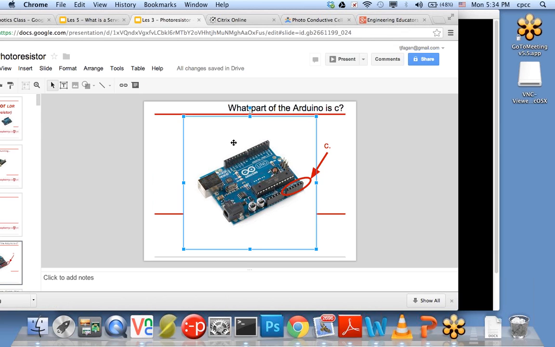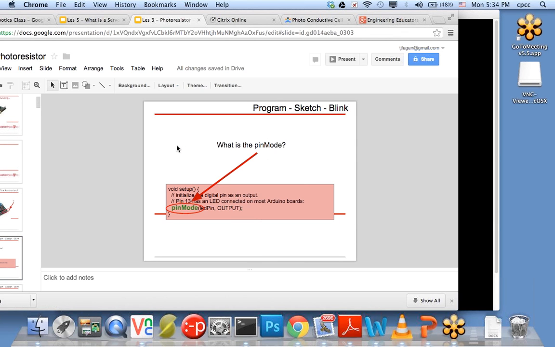Now let's continue on. And now, a little more difficult question, I think. But what is the pin mode? And what does the pin mode do? Does anybody know? Jeremiah, you're the first to come up, so I'm going to unmute you. Jeremiah, what is pin mode? It lets you set up a pin as an input or an output. Awesome. Jeremiah, great job. Thank you so much.